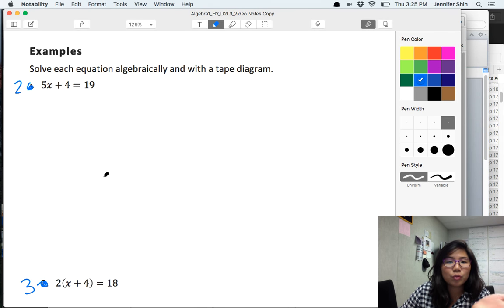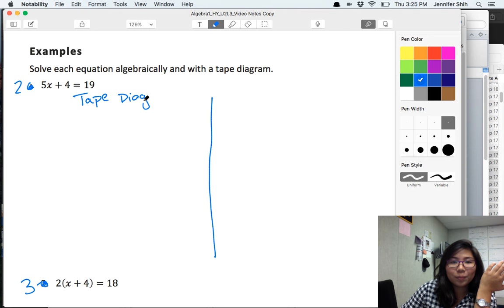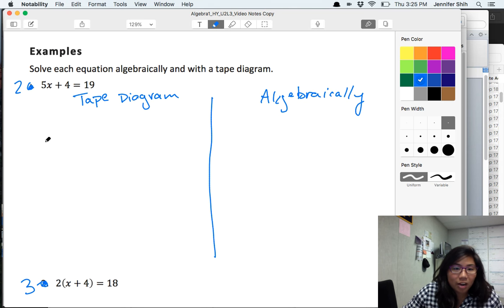So example 2: solve each equation algebraically and with a tape diagram. Let's do our tape diagram here and algebraically over here. Remember, you can pause to write down the question because maybe you didn't have time to write this down yet. So you can pause and write it down. Okay, 5x plus 4 with a tape diagram.